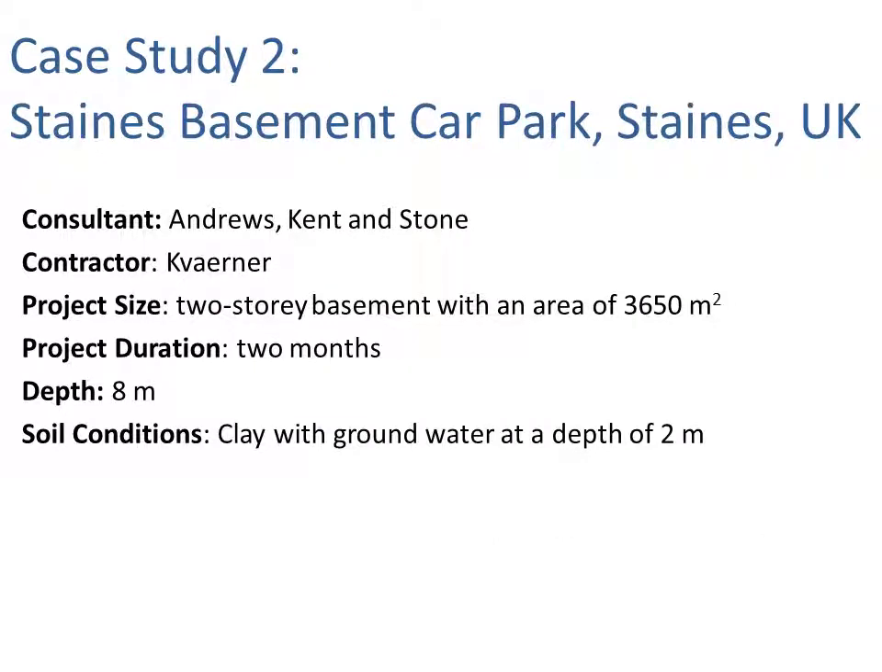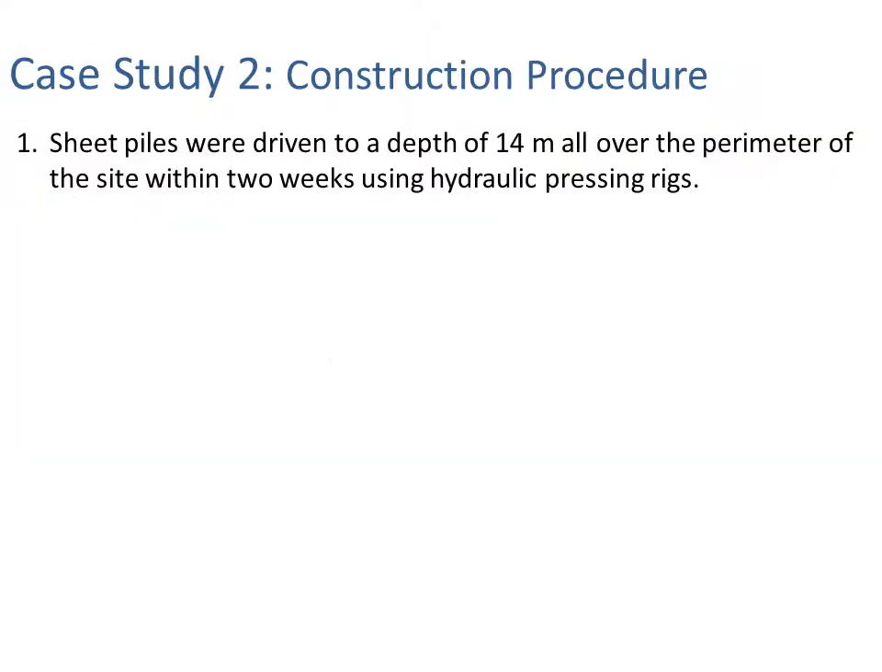The second case study we have here is the Staines basement car park in the UK. It's a two-story basement with an area of 3,650 square meters. The project duration was only 2 months. The depth was 8 meters, so it's much smaller than the first case study. The soil conditions were clay with groundwater at a depth of 2 meters. So they simply used sheet piles in such a case because the depth is small, at a depth of 14 meters all over the perimeter.